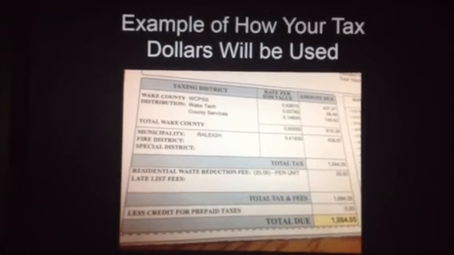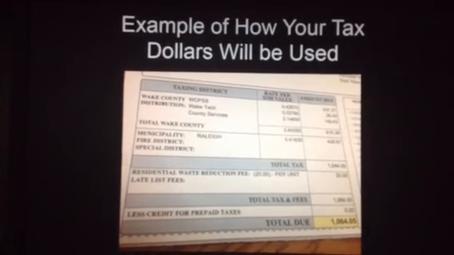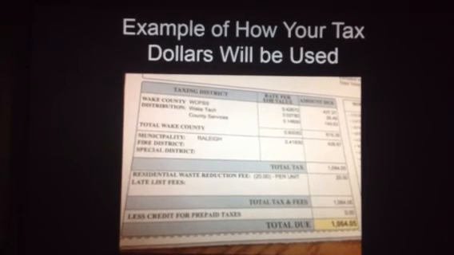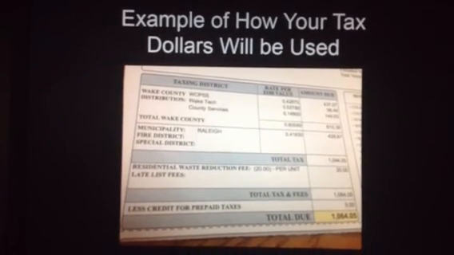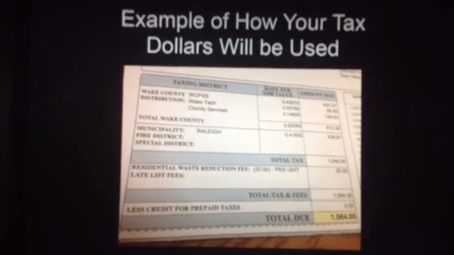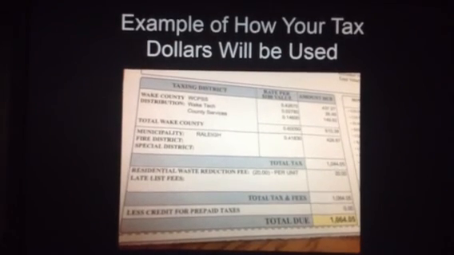And again, it's assessed. The rate is on $100 of property value. And you can see last year I paid over $1,000 in property taxes. And that concludes lesson 65.